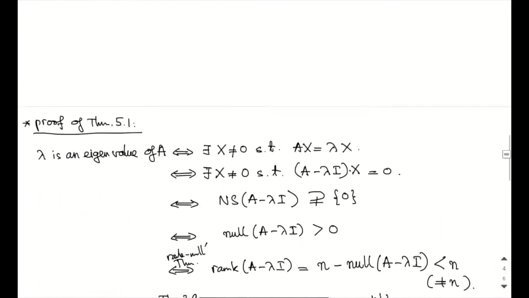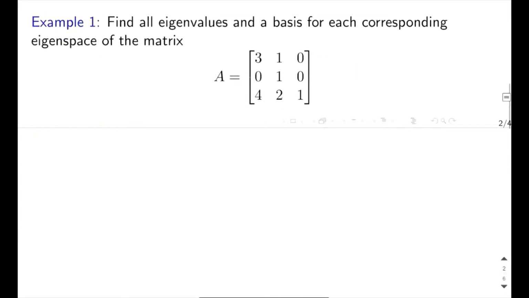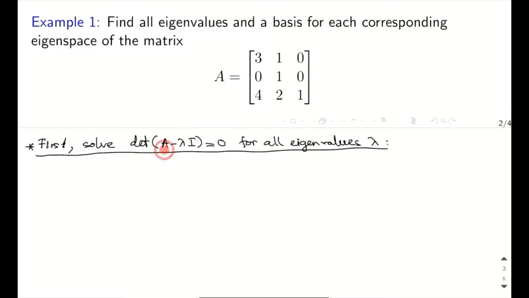Next, I'm going to do an example. So first of all, you have to find all eigenvalues. In order to find all eigenvalues, you have to solve the characteristic polynomial, the determinant of A minus lambda I equals 0, for all eigenvalues. You will have to know what A minus lambda I is.